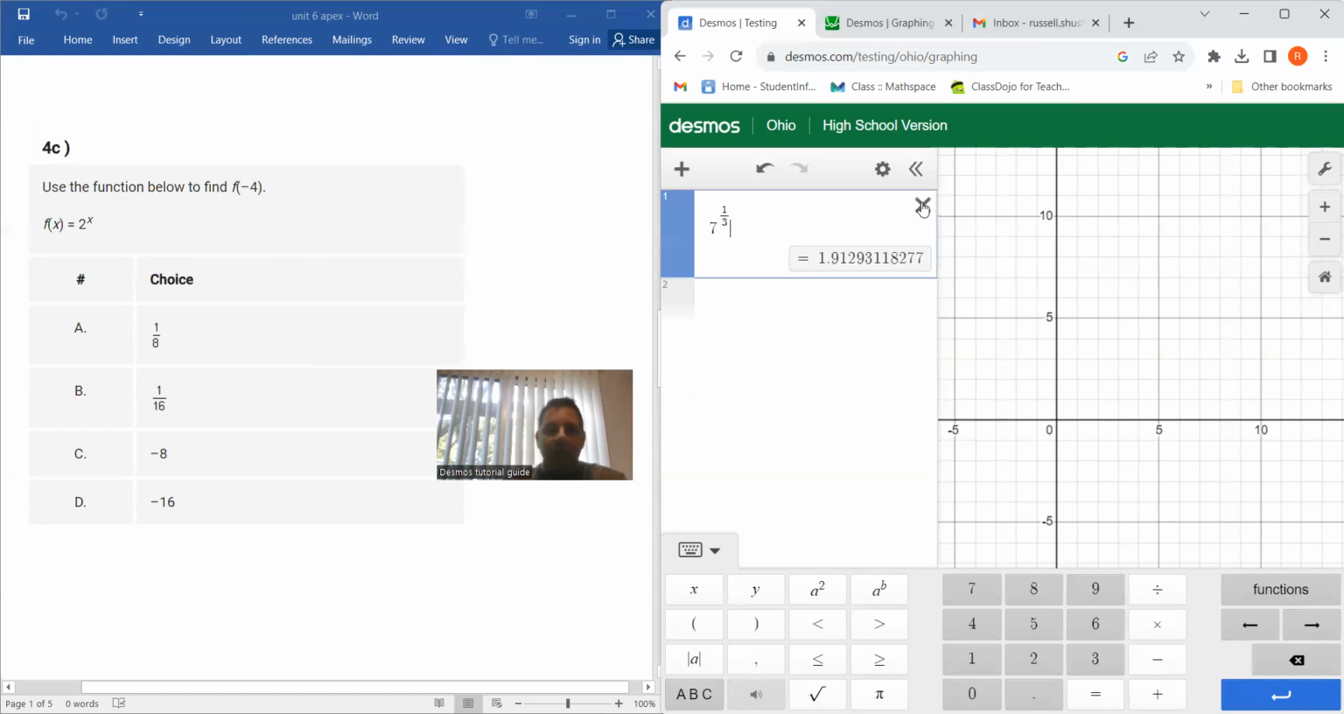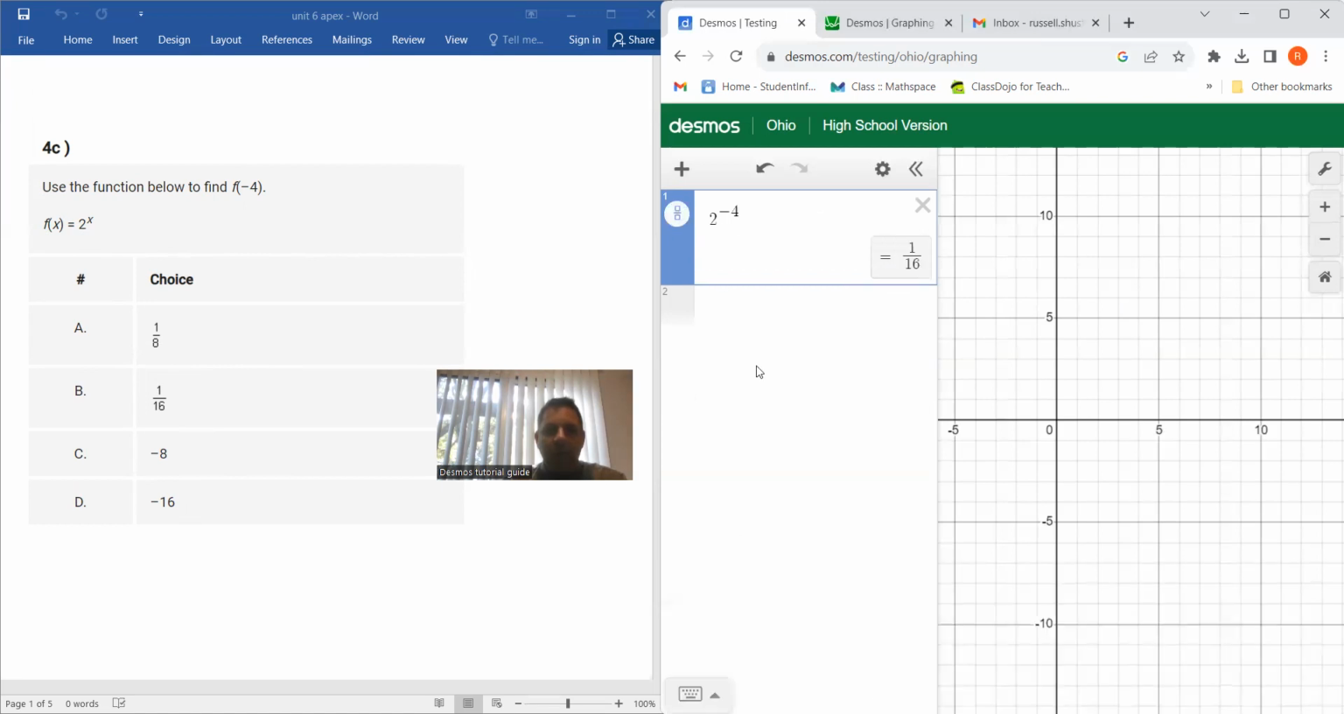Again, this is just function notation. f's rule is 2 to the x power. What do I want x to be? -4. So 2 raised to the -4th power. I don't see any decimals. Remember, just click that button and we'll get 1/16.